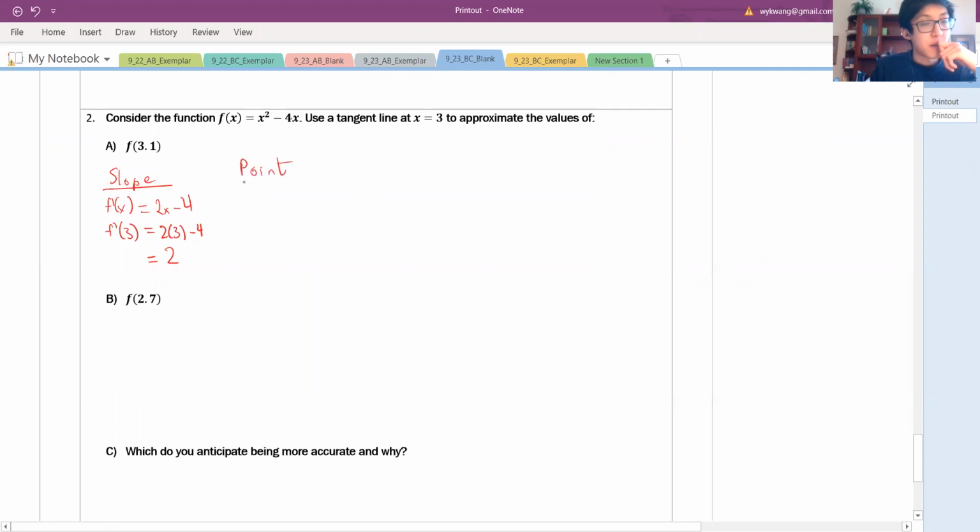Yeah, you're definitely on the right track, but I will caution that 2 is our slope. If we want to find a point, we plug in x equals 3. So for x squared minus 4x, f of 3 is equal to 3 squared minus 4 times 3. That's 9 minus 12, which is equal to -3. So our point is going to be (3, -3), because this is the other half of our point.